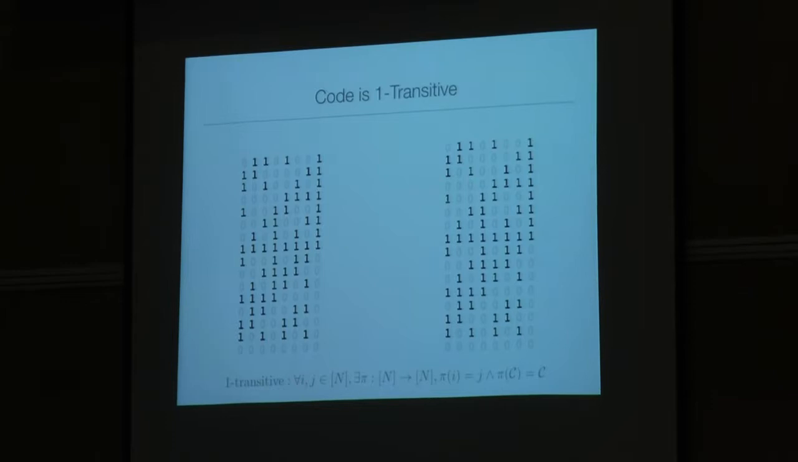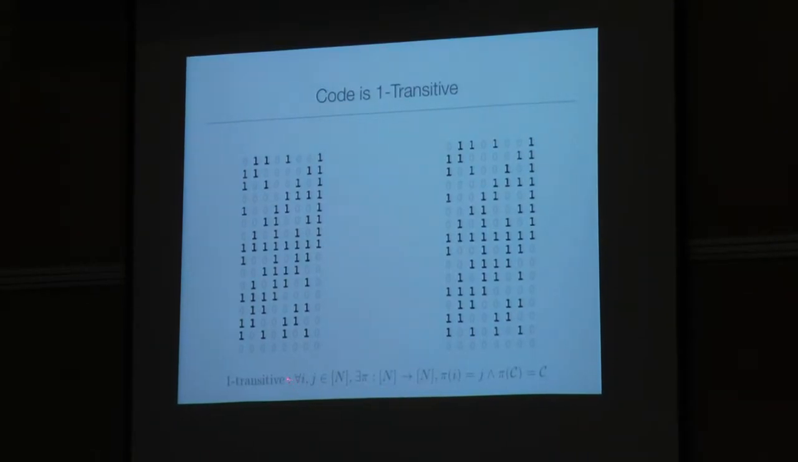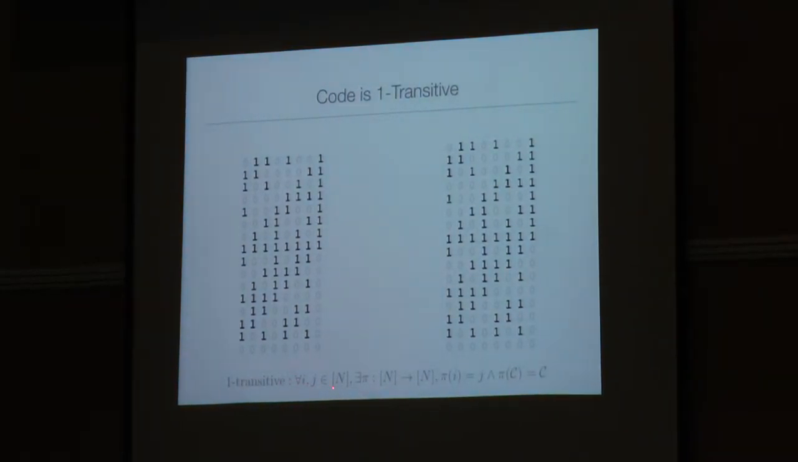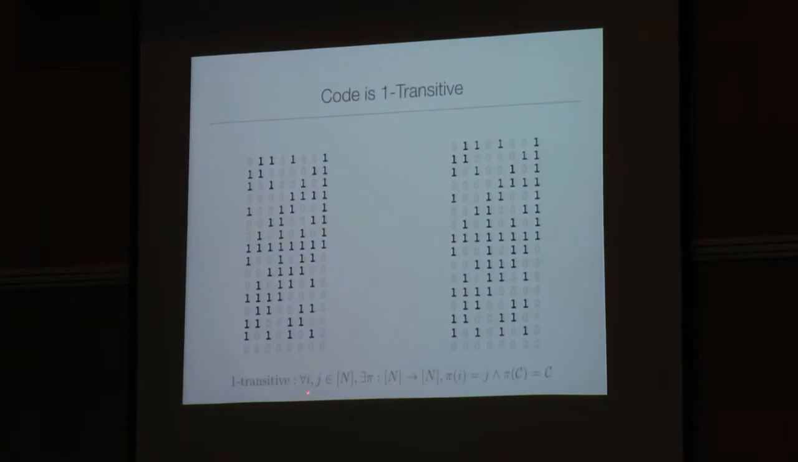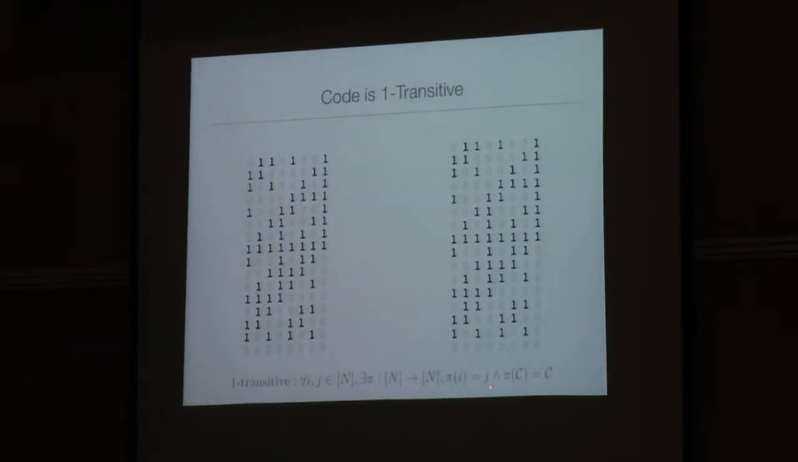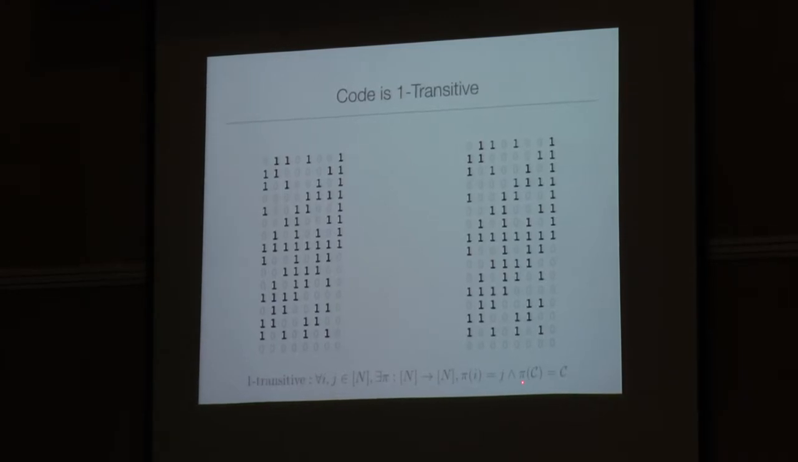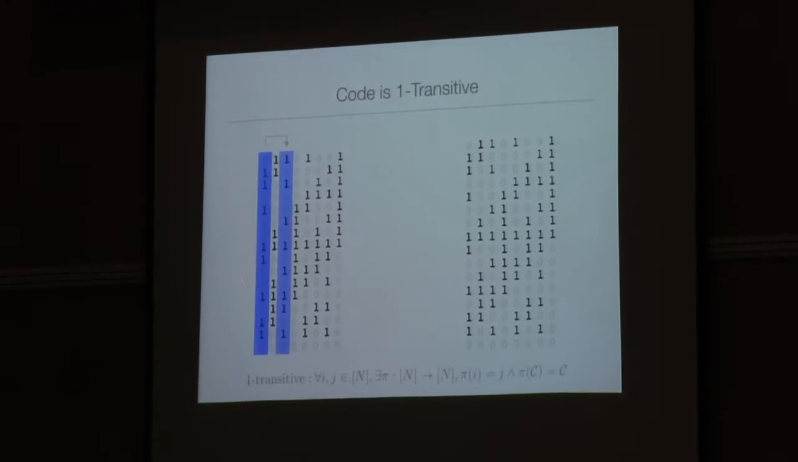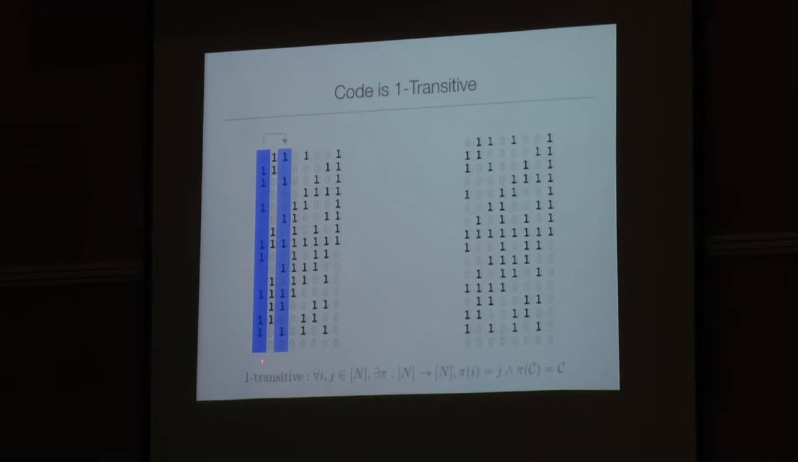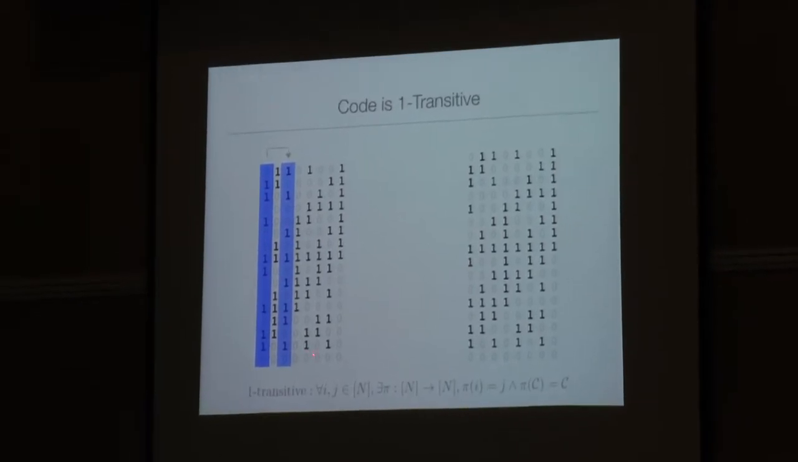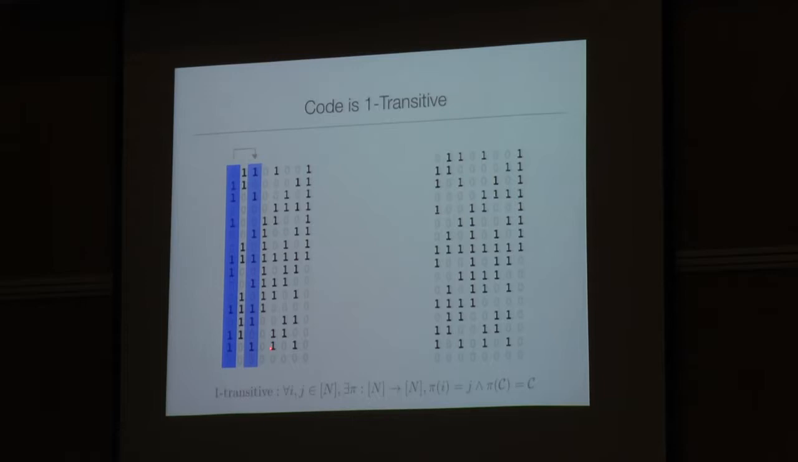One way to formalize this is the following: you give me any pair i and j, and then there must exist a permutation of the coordinates such that this permutation maps i into j. So there's one condition that you have. Then, let's just see, for example, I want the first column, the first position, to get mapped into column 3.